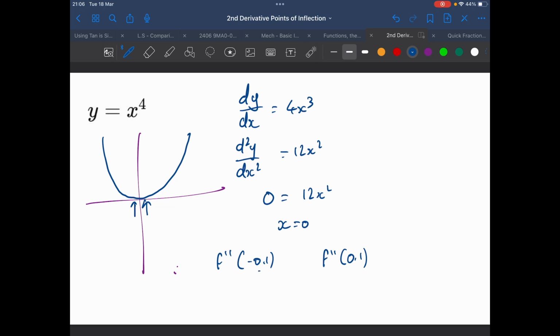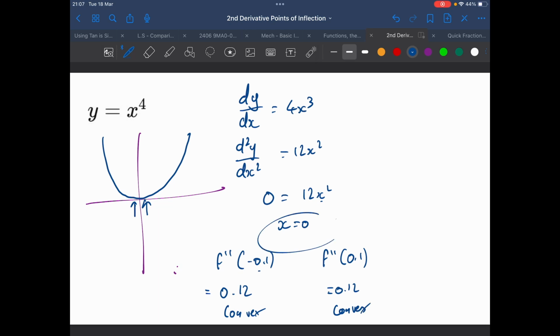Now, if we put, that's a tenth, if we put it in there, it'll be 100th. So I will get a positive 0.12. I'll get 12 hundredths, so 0.12. Here I'll also get the same answer. So what I can see here is it's not changing from one to the other. In fact, it's changing in a positive way in both. It's actually convex and it's still convex.